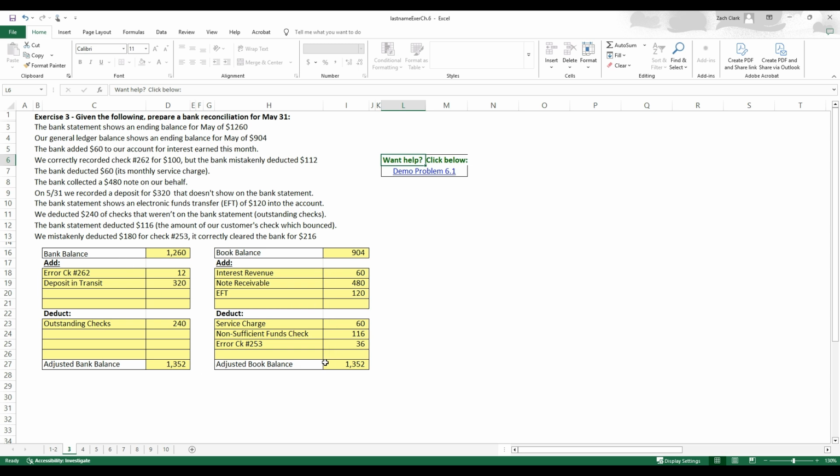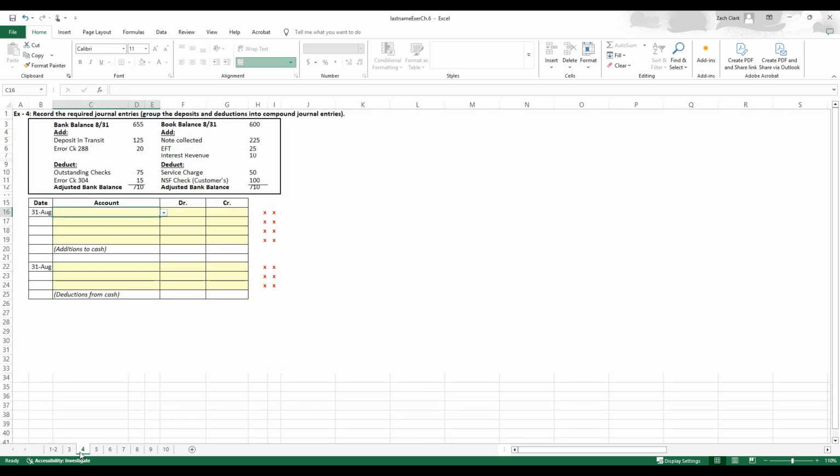And so really our cash balance, once we account for all these differences, is 1,352. And that matches, and that's the goal between the books and the bank. All right, let's take a look at this problem here.